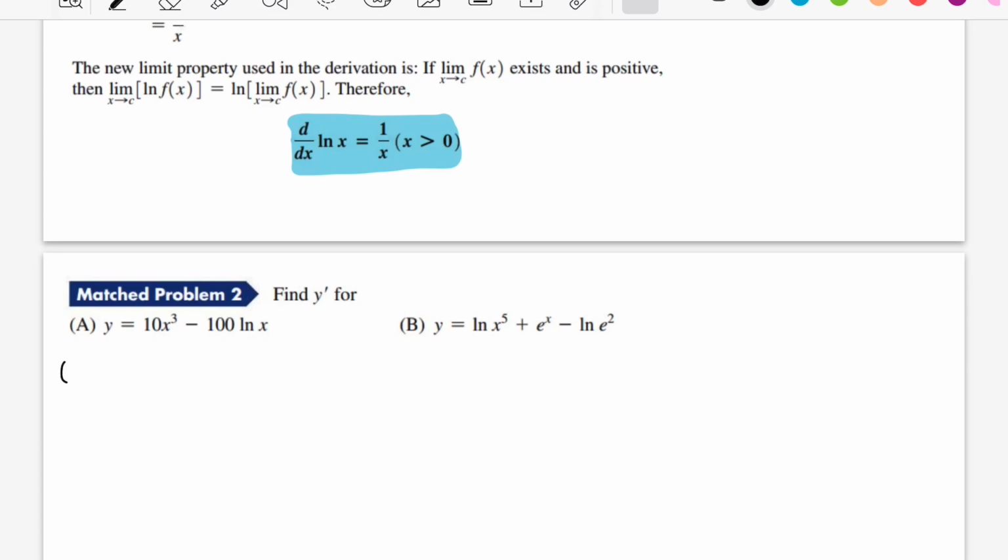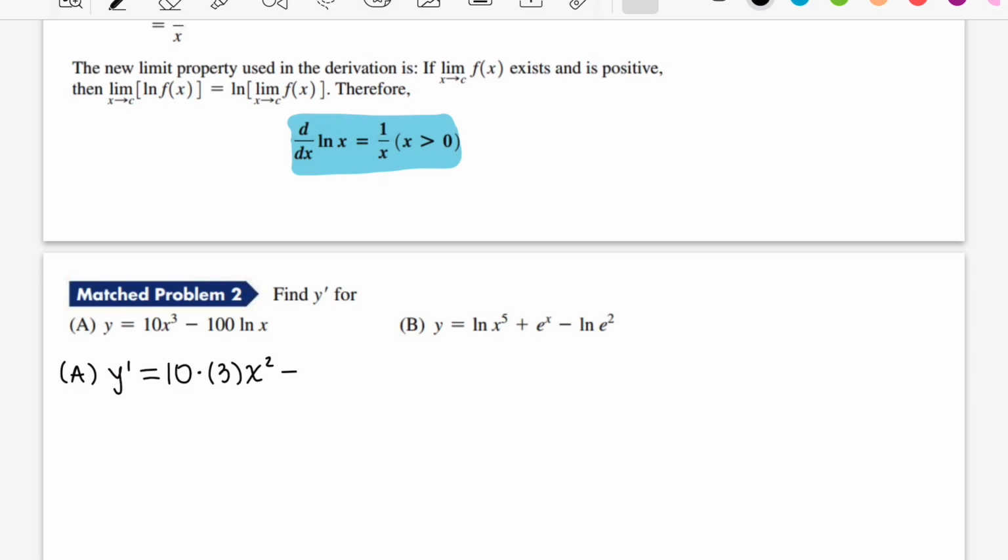So let's look at A here. y is equal to 10x cubed minus 100 times ln x. So we're trying to find y prime. Here we'll use our constant multiple property, so 10 stays out front. Then we multiply that by 3, bringing the 3 down in front using the power rule. Then x to the power 3 minus 1, which is 2.